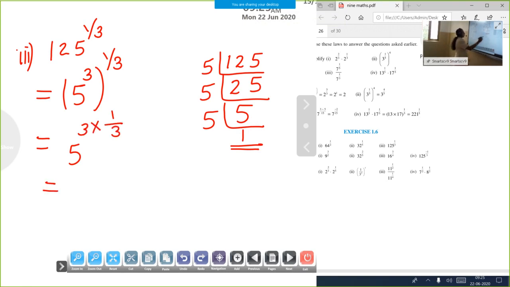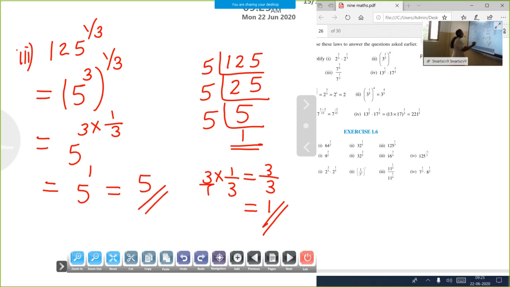Again, what is 3 into 1 by 3? 3 into 1 by 3 equals 3 by 3. 3 means 3 by 1. So the answer is 3 by 3. 3 by 3 is 1. Here we can write 5 raised to 1. Answer is simply 5 itself. 5 raised to 1 means 5. Next one.